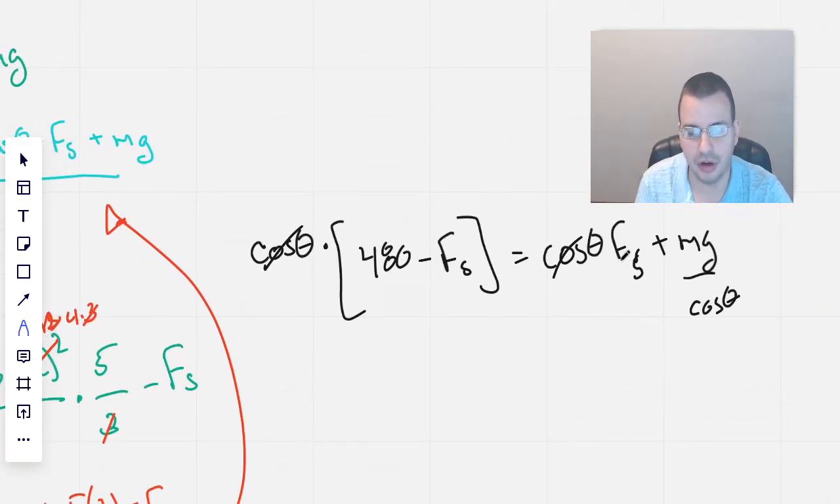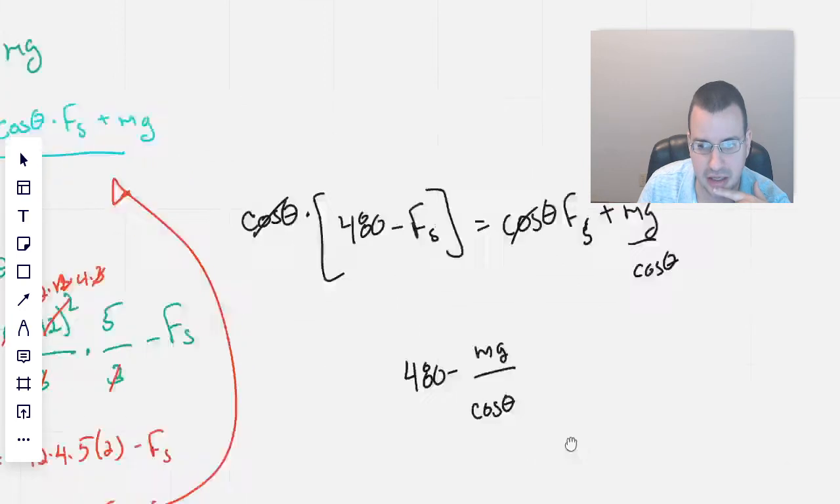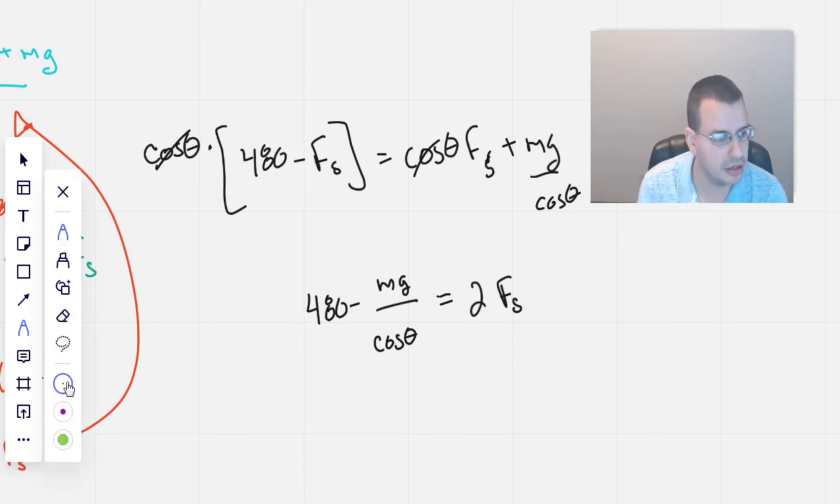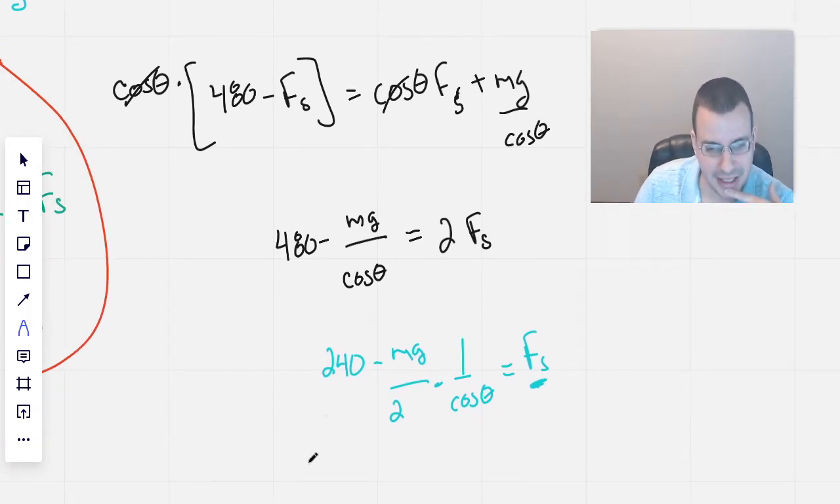And we'll try and move all the force springs over to this side over here. So we have 480 minus mass times gravity over cosine of theta, because we moved that over there, equals 2 times force spring. And then we're just going to divide everything by 2 over there. So 480 divided by 2 is 240 minus mass times gravity over 2, times 1 over cosine theta, just kind of separate out, equals force spring, and this is what we want. That's going to be our key to all of this.